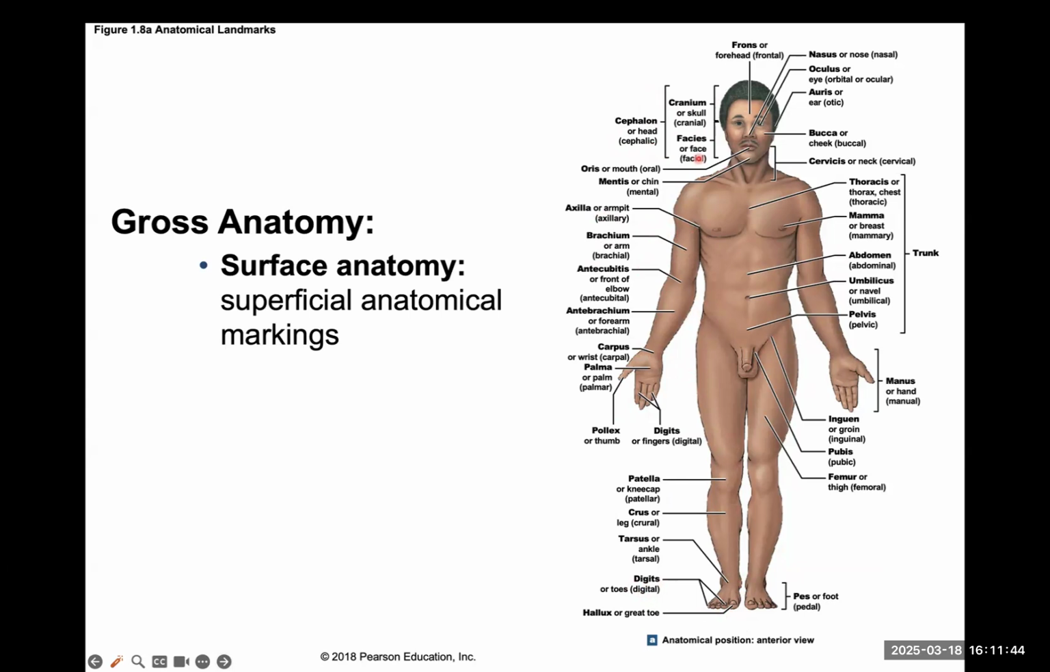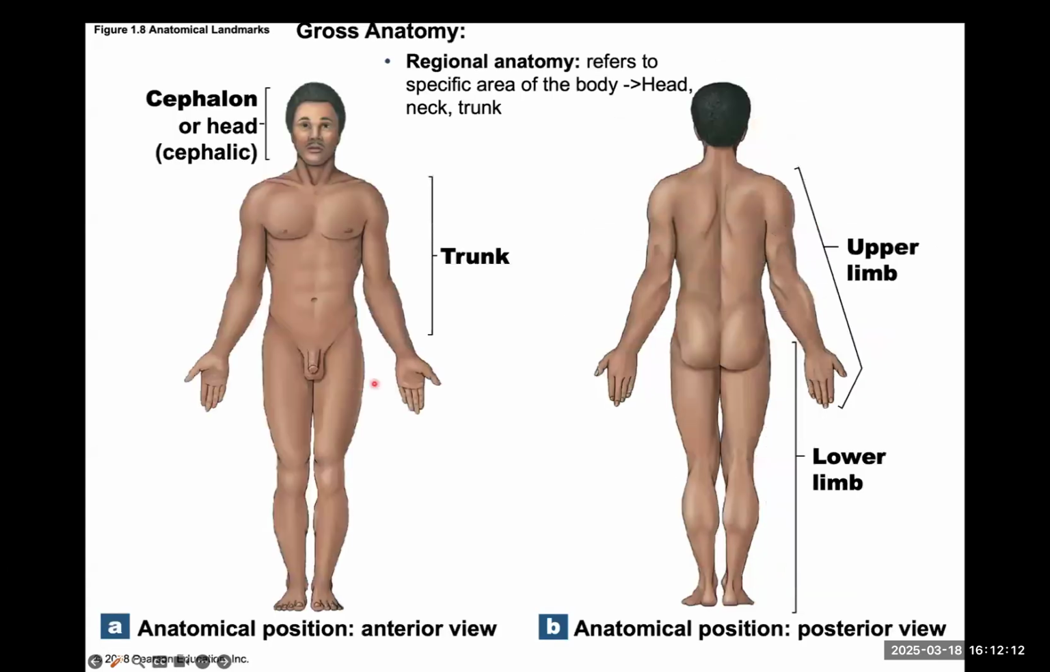Right now it looks maybe overwhelming, but that's okay because this is just the first lecture. Throughout the semester, we're going to break these down into smaller little groupings of words, and I'll try to give you tips and tricks on how to memorize some of these structures. So that's going to be surface anatomy. That's before you even cut into the body, so superficial anatomical markings. There are going to be some terms that you're going to have to memorize. For example, we have cephalon or cephalic region referring to the head area.